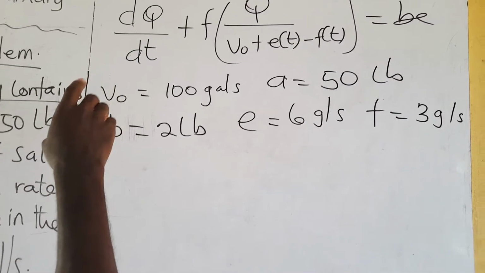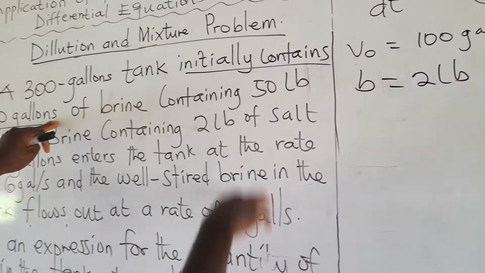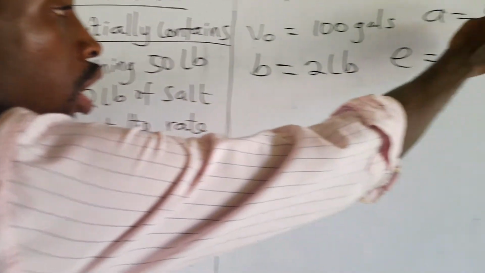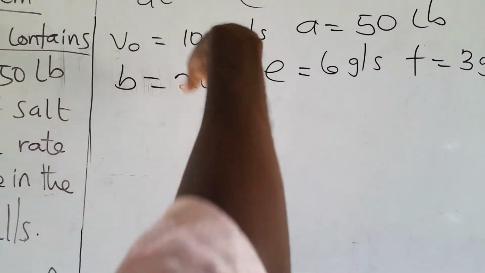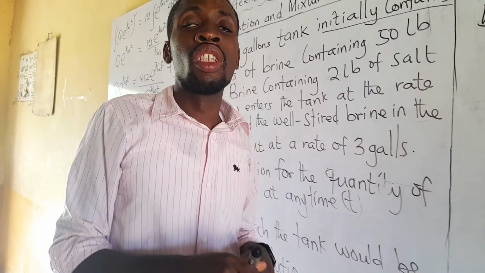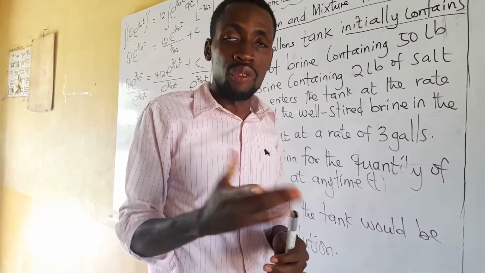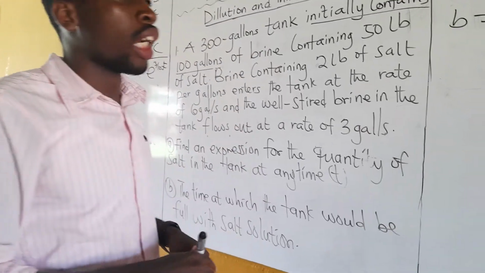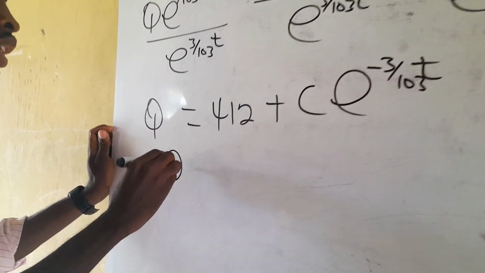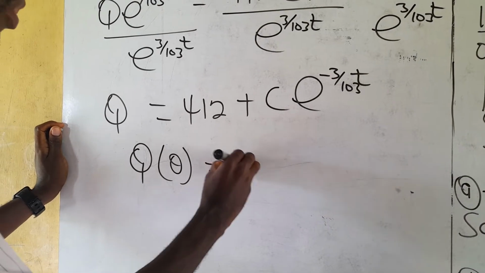So when the tank contains an initial volume of 100 gallons, there are 50 pounds of salt. That 50 is what is here. So at the time the solution contains the initial 50 pounds of salt, the time will be 0. So we can say that Q of 0 is equal to 50.